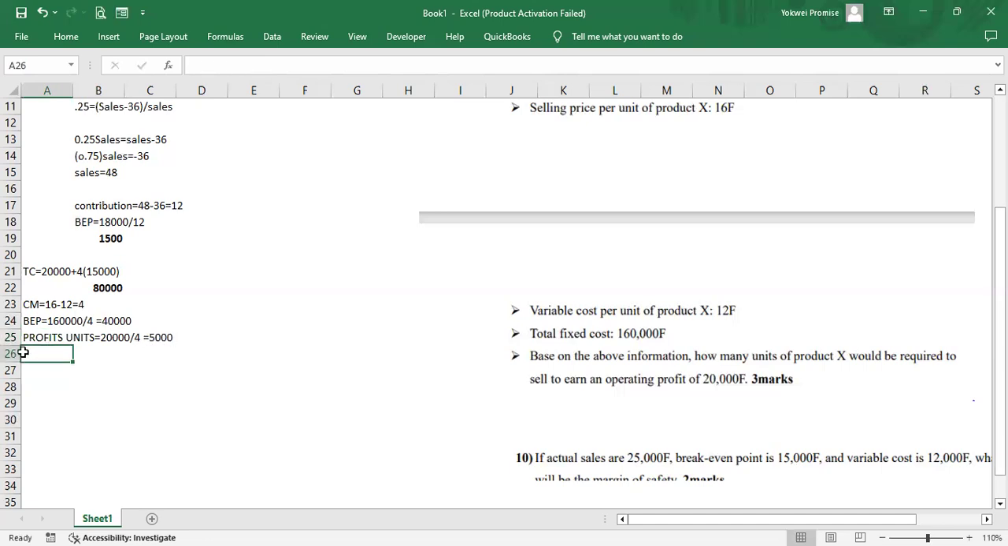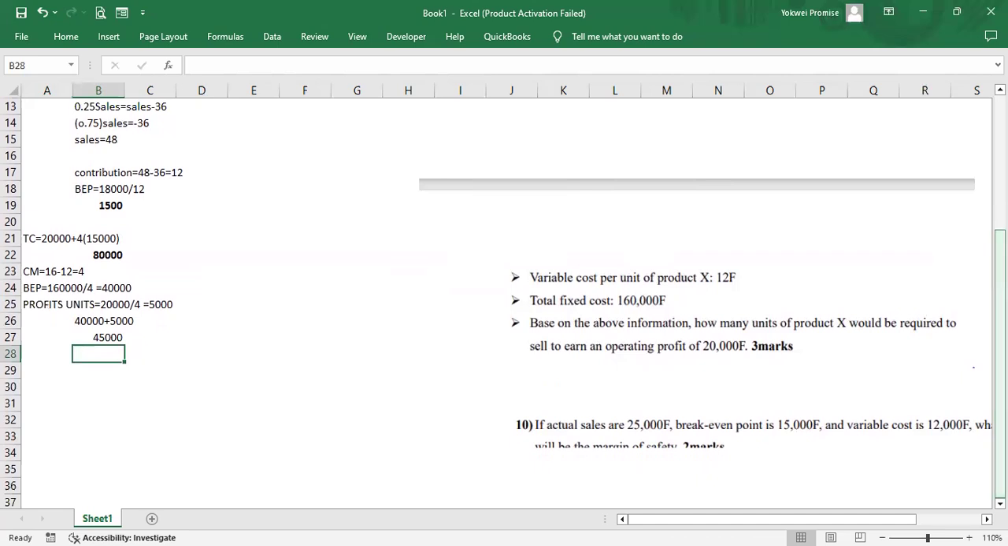So this is now the unit. We have 40,000 and then 5,000. The total units that they will sell before they arrive at this profit is going to be 40,000 plus 5,000, which is a total of 45,000 units. So this is the number of units that they have to sell before they arrive at this profit of 20,000 francs. Are you catching it?